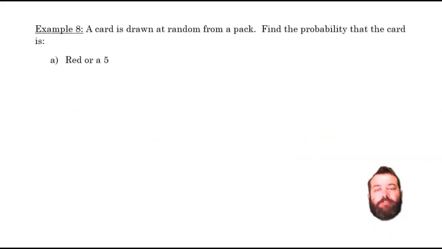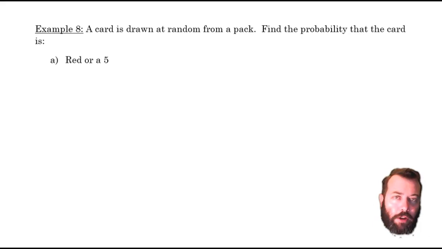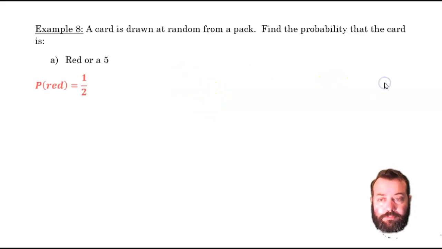Here's another example. A card is drawn at random from a pack. Find the probability that the card is red or a 5. So "or" means we're looking for the union. We're looking for the union of red and 5. Now they are not disjoint sets. They're not mutually exclusive. And so I'm going to have to use that addition rule.